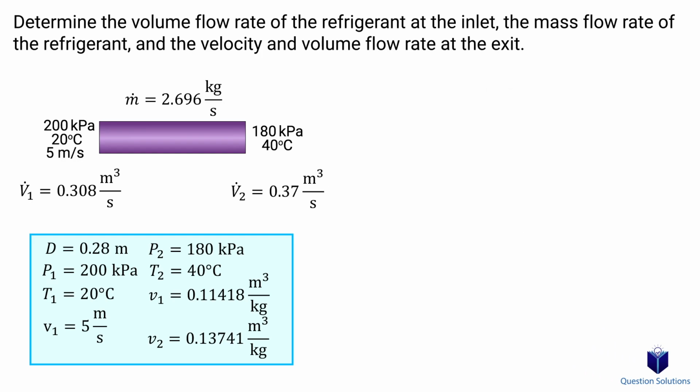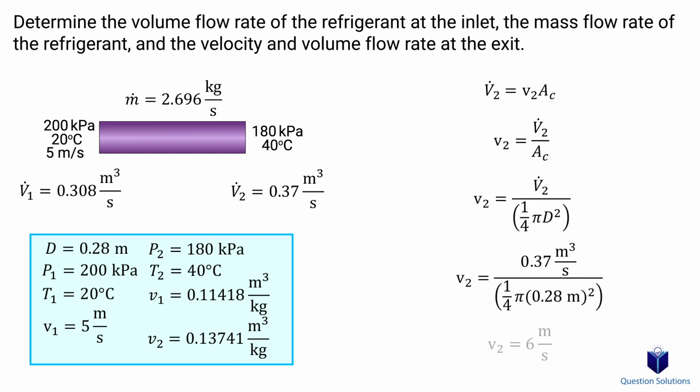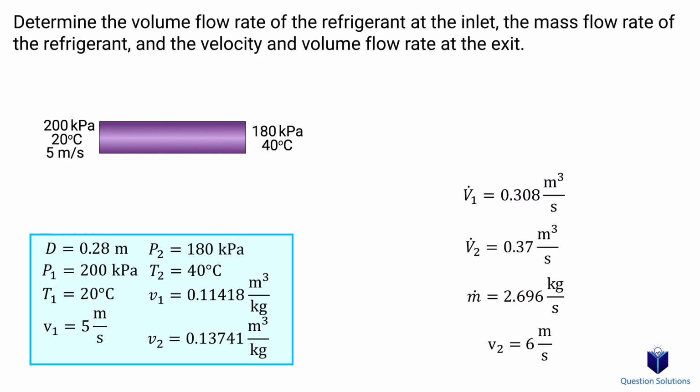To find the velocity, we can use this equation. Let's isolate it. The area can be found using this equation. Let's plug in our values and solve. And that is our final velocity.